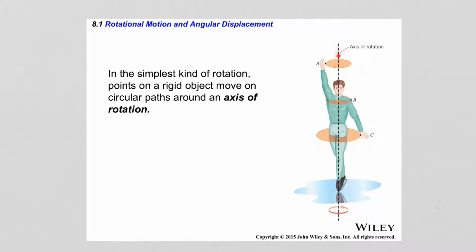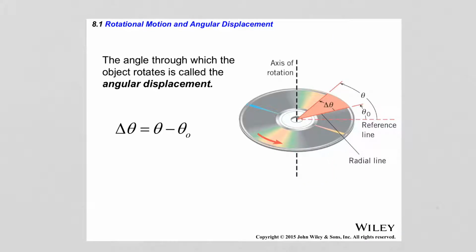The axis of rotation will pass through their geometric center, and so as they enter this rotational motion, all points of the figure skater's body will rotate about this fixed axis of rotation. In the context of rotational motion, it is convenient to measure the displacement during rotation in terms of angles of rotation. The angle through which the object rotates is called the angular displacement.